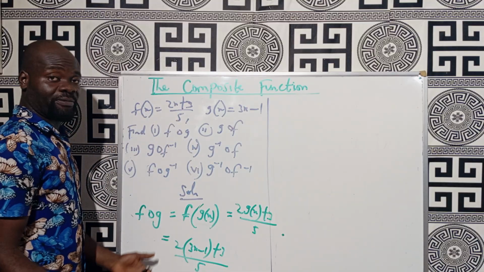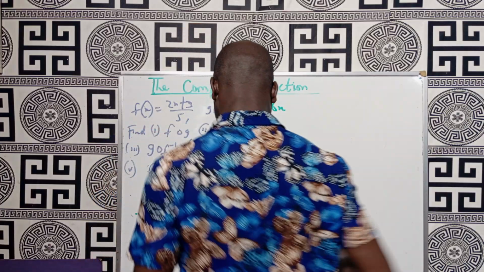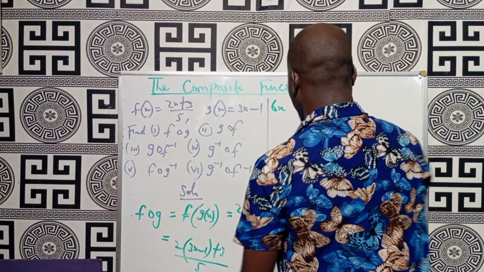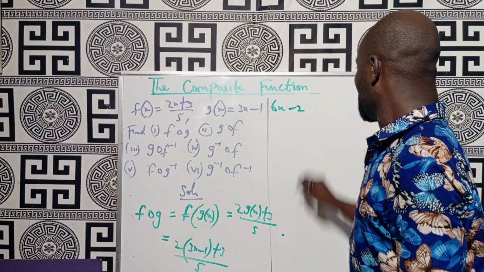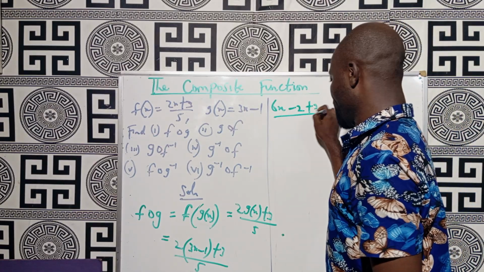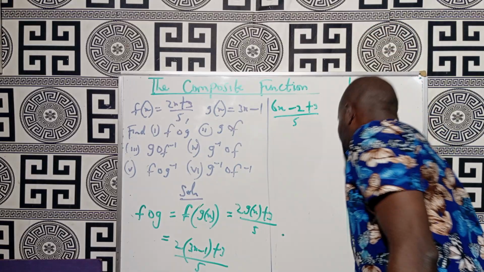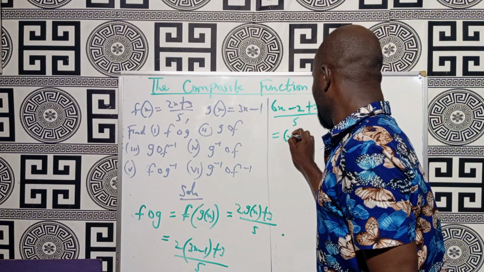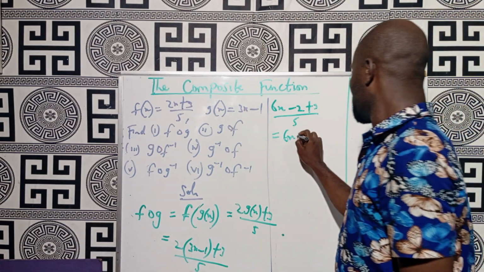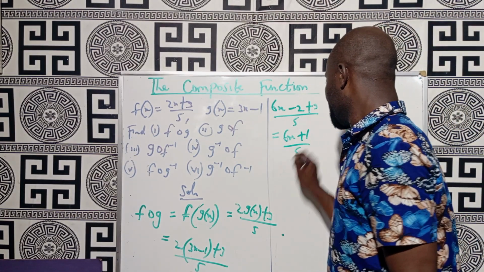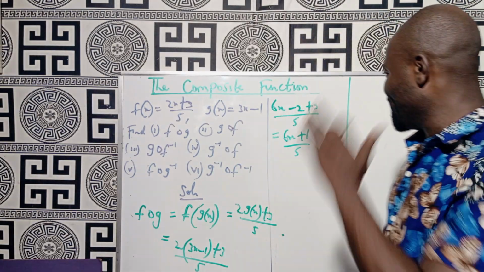You can see now. You just open the bracket. So that's 2 times 3x, which is 6x, minus 2 times 1, which is 2, plus 3, all over 5. So that's 6x minus 2 plus 3, which is plus 1. So plus 1 all over 5. So that's the result, as simple as ABC. You can see, very easy and simple.